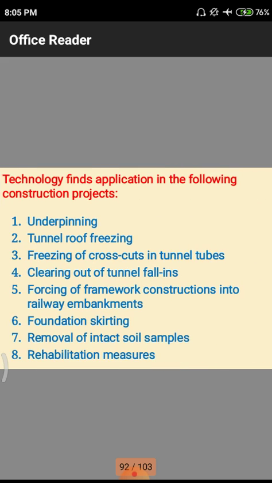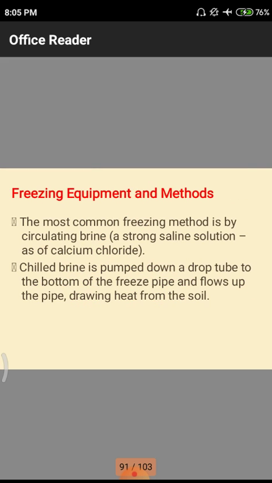And the next one is freezing equipment and methods. The most common freezing method is circulating a brine solution. Normally brine solution means a sodium hydroxide or sodium chloride solution. That is what we normally call a brine solution.